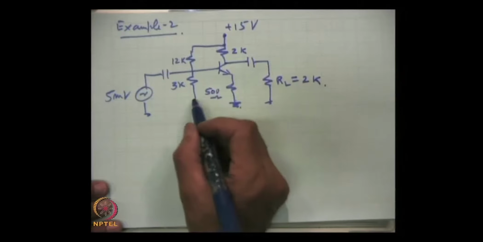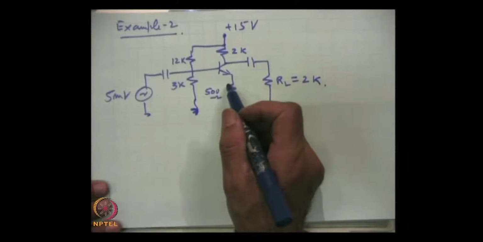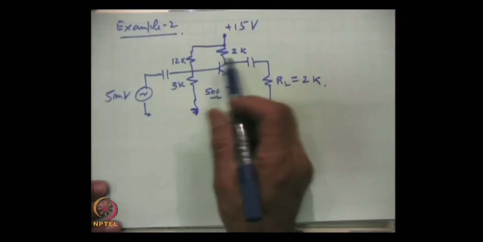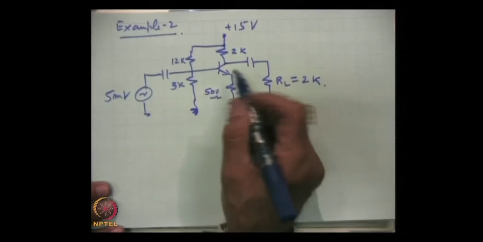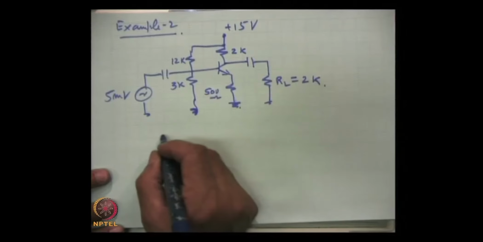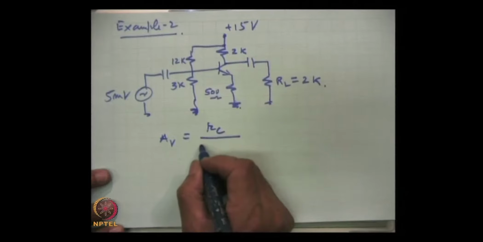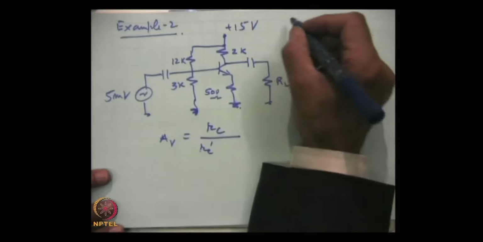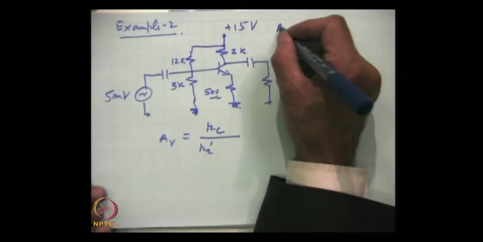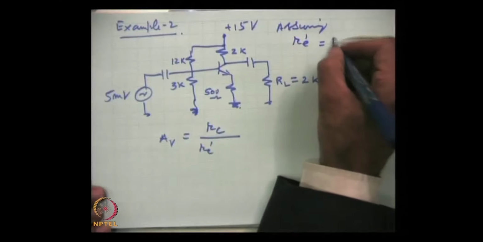Now, in case we swamp the effect of R e, if completely it is kept like this, then the voltage gain A V is equal to R C by R e prime. Let us assume, R e prime calculation we have done here for this circuit also we can calculate, but let us assume that the dynamic resistance is equal to 10 ohms.